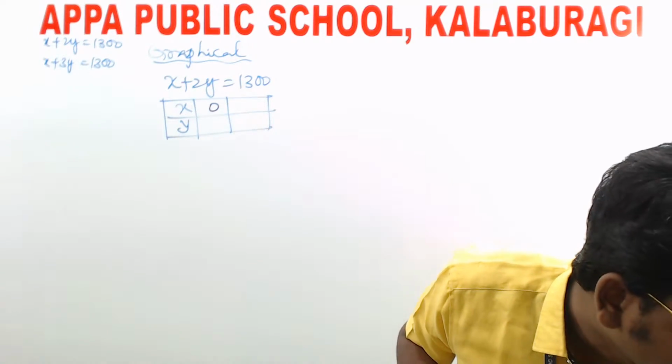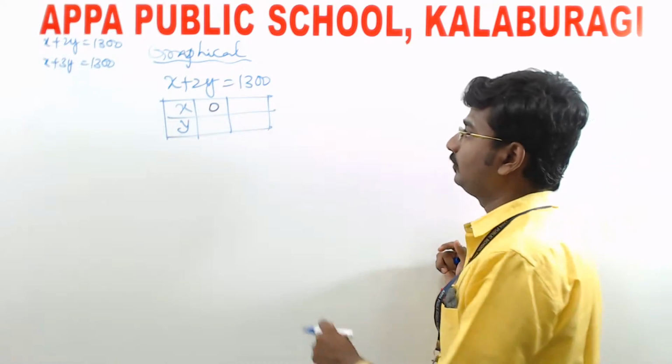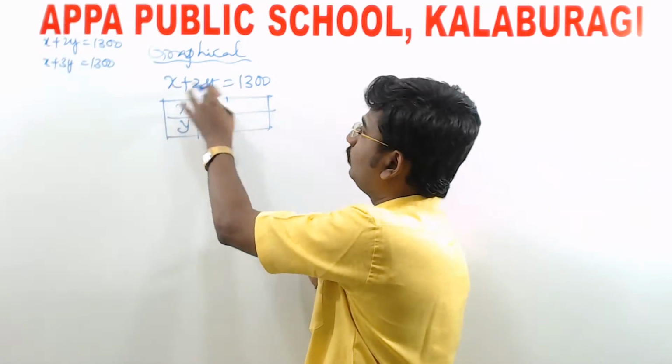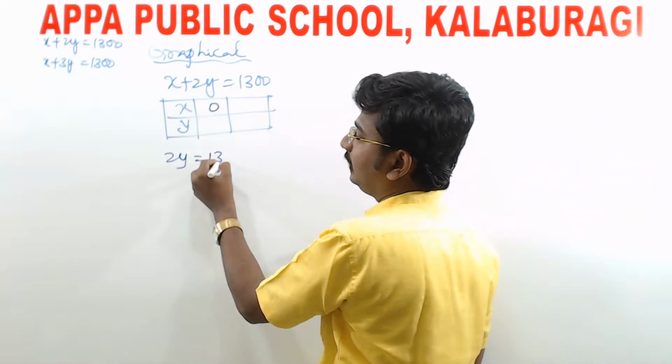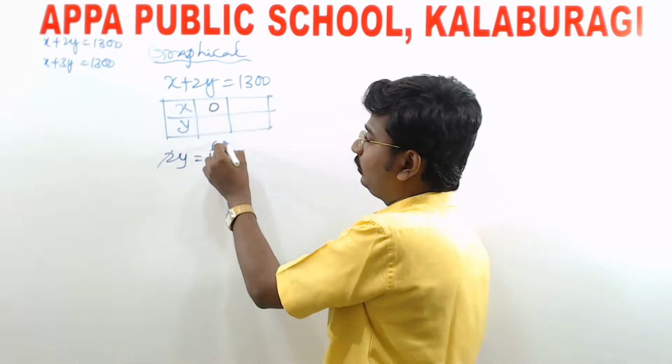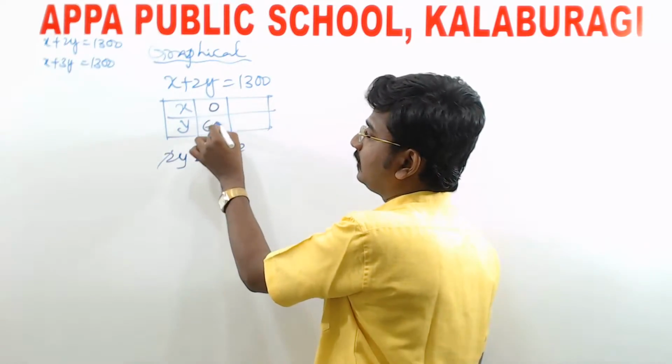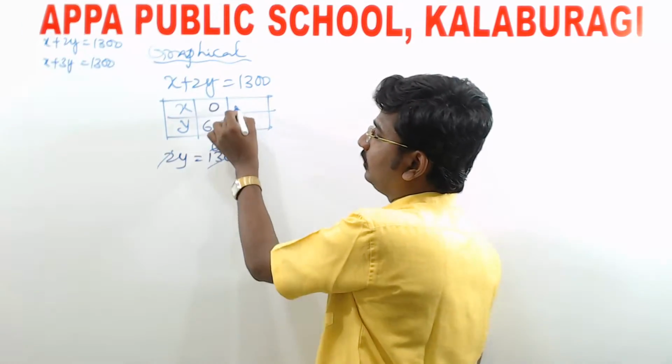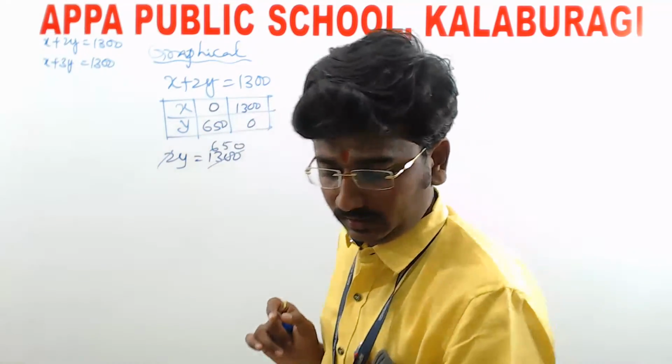Okay, right. 0, 650. Wonderful. So when x is 0, 2y will be equal to 1300. 2 ones are 2, 2 sixes are 12, carry 1, 2 fives are 10, 1 0. This is 650. When y is 0, x would be 1300.